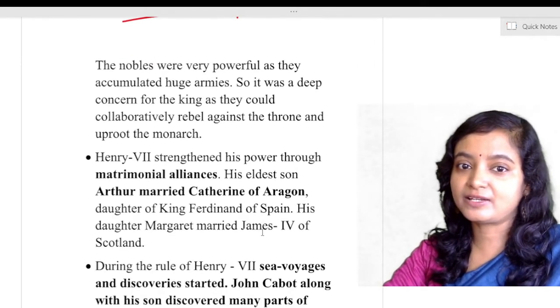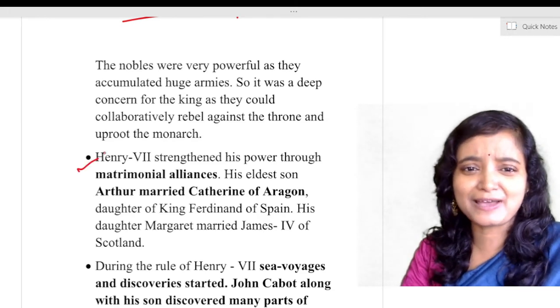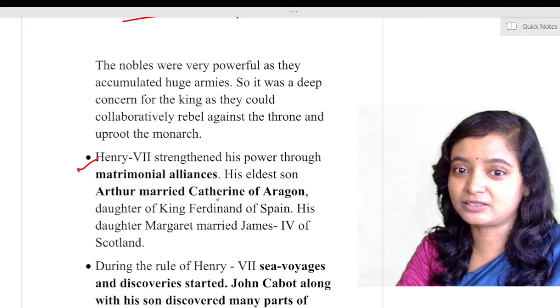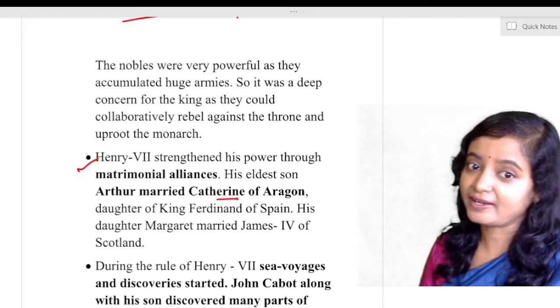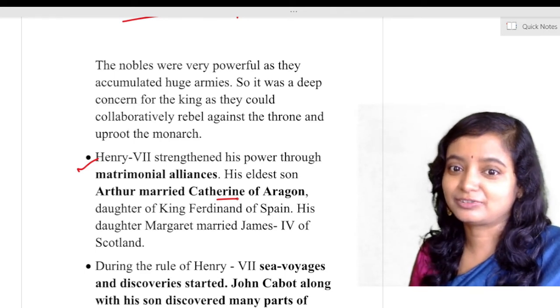Now Henry-VII strengthened his power through matrimonial alliances. He himself married York, and his eldest son Arthur married Catherine of Aragon. Though it was sad that Arthur died, and then Catherine of Aragon was married again.